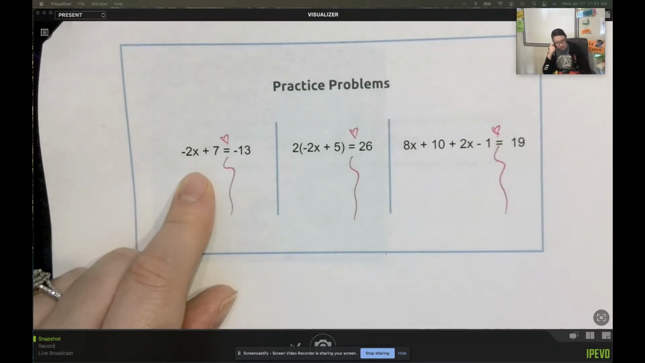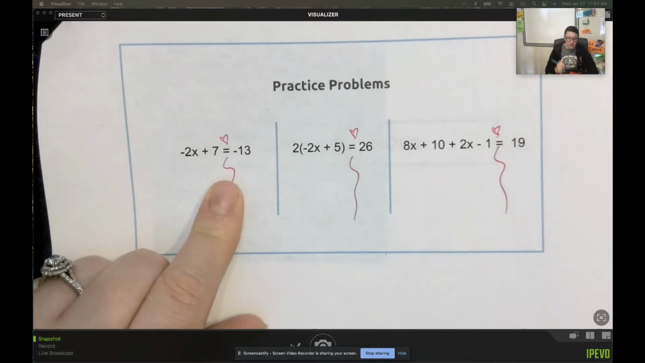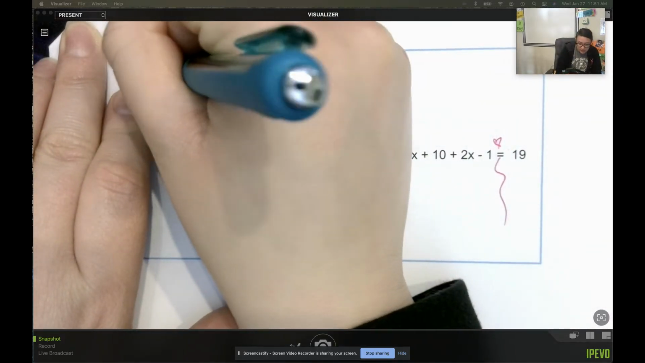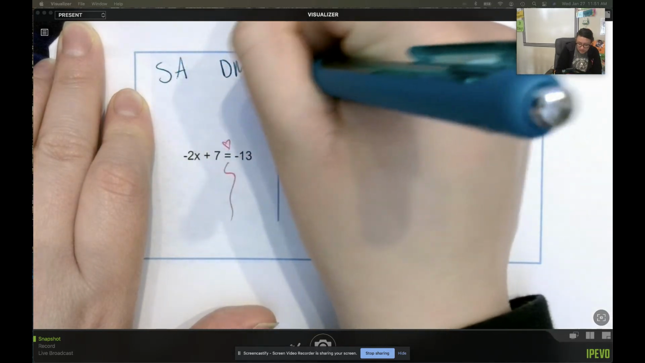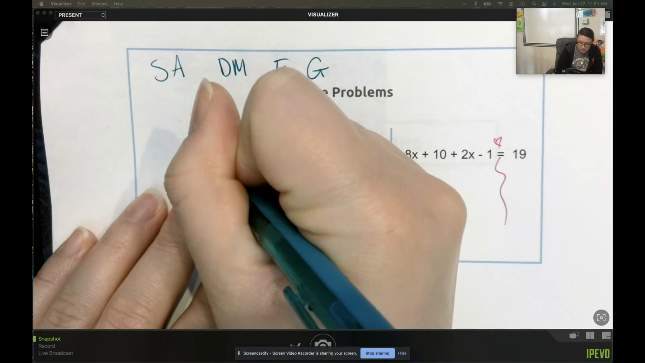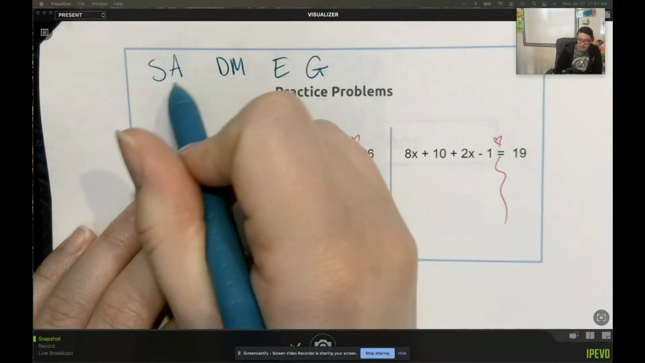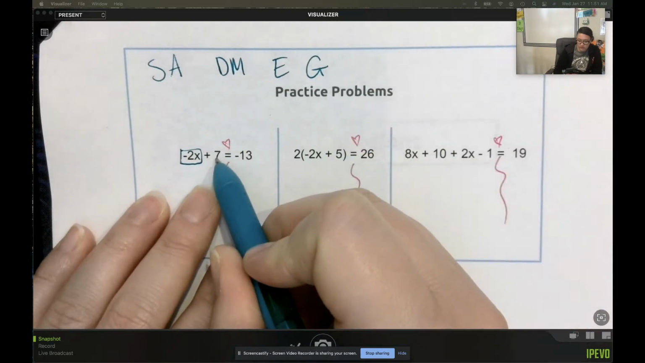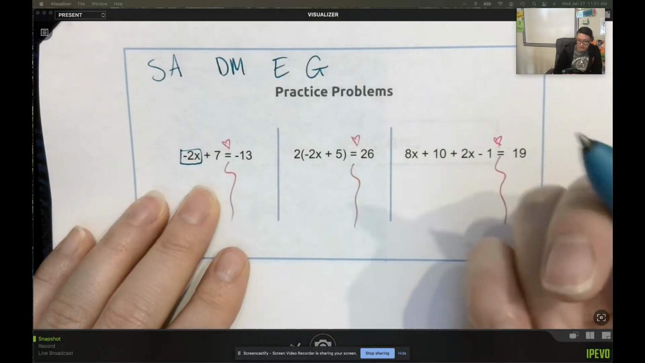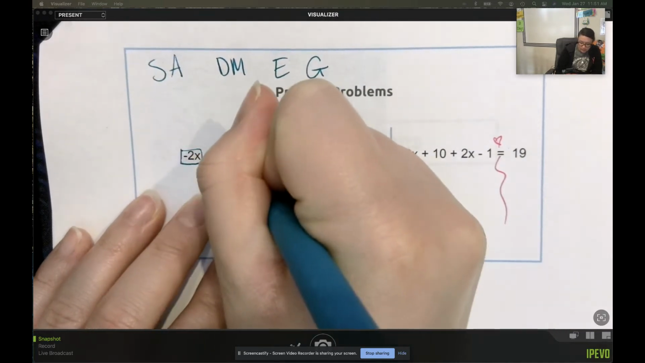So this first one, negative 2x plus 7 equals negative 13. What's the first real step I'm going to do? Write out SADMEP if it helps. That might help guide you a little bit. I need to do the inverse operations. I save my coefficient and my variable for last. I have to do subtraction and addition first. I see I'm adding 7. The inverse would be subtracting 7.